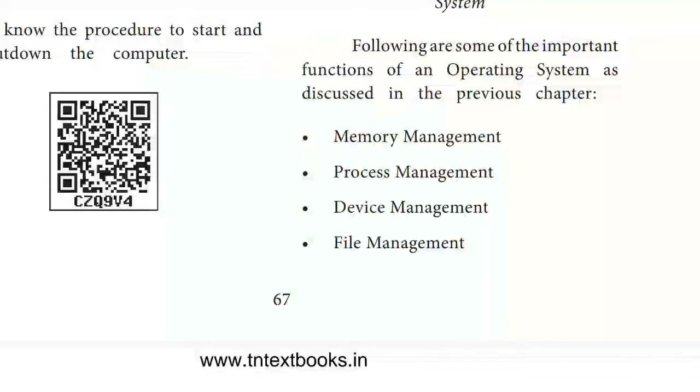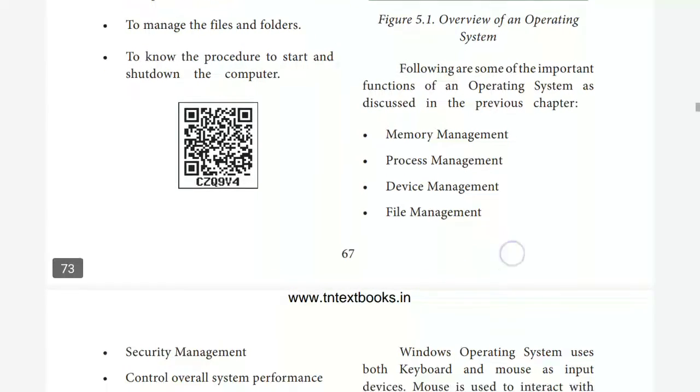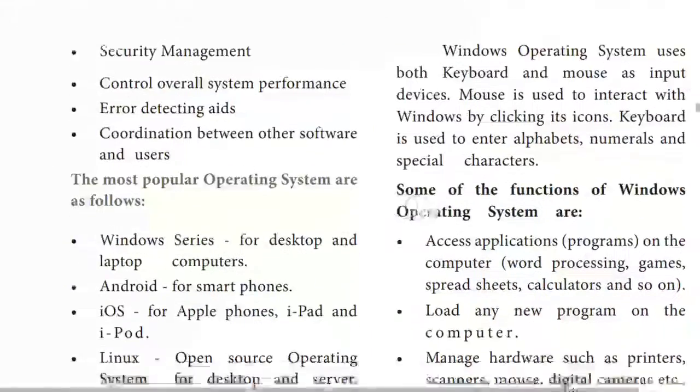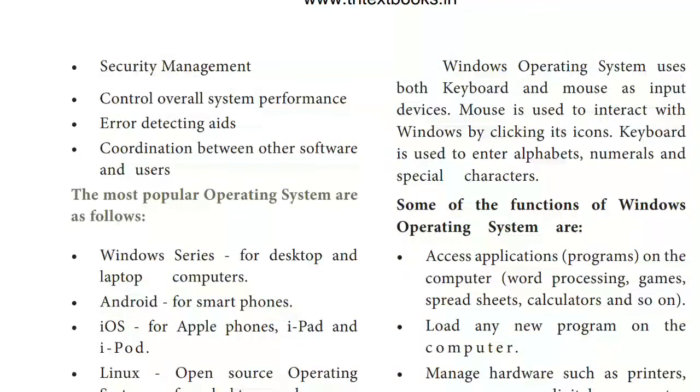Following are some of the important functions of the operating system: memory management, process management, device management, file management. We will see in detail how memory management, process management and device management work. Then security management, control over system performance, error detection and aids, and coordinating between other software and users. These are the main work done by the operating system for the smooth working of the computer.